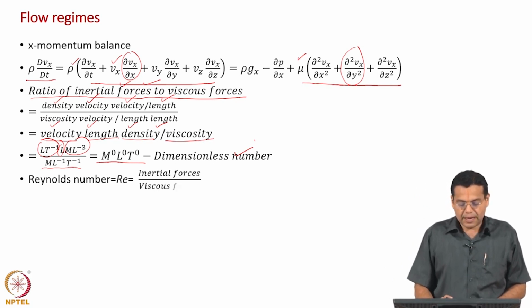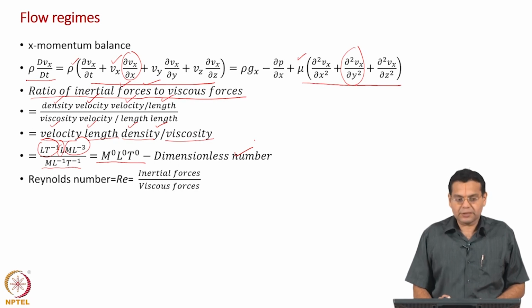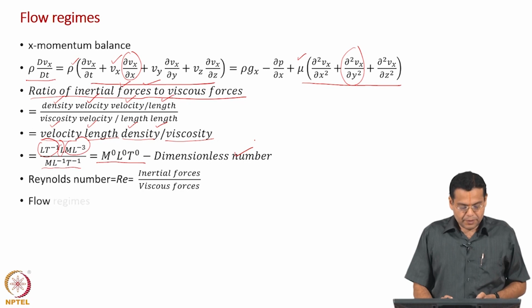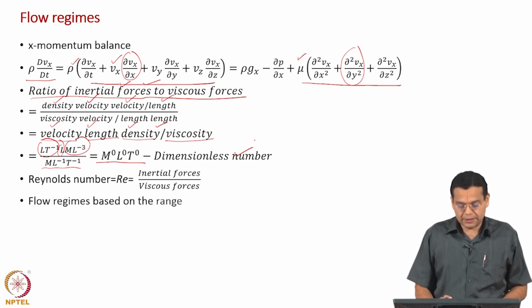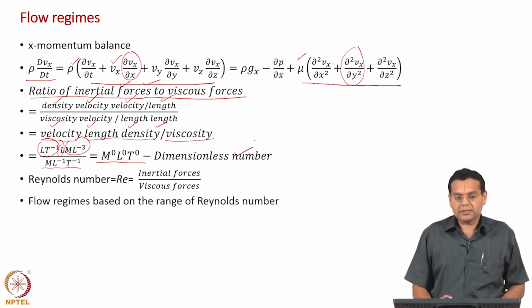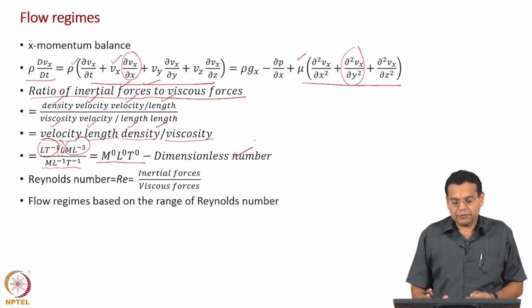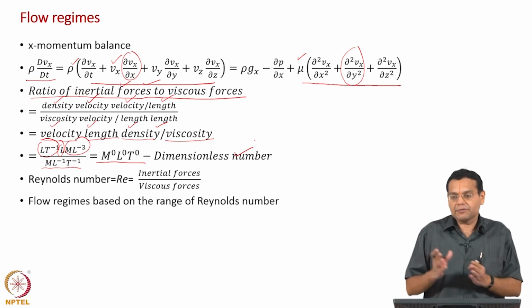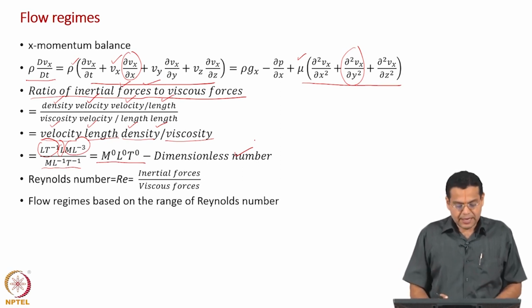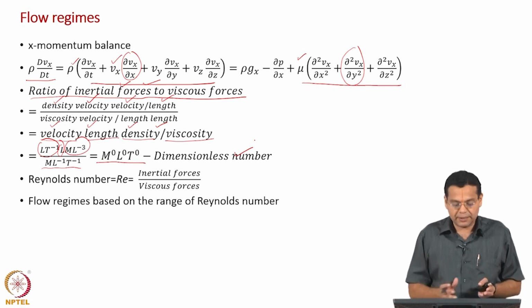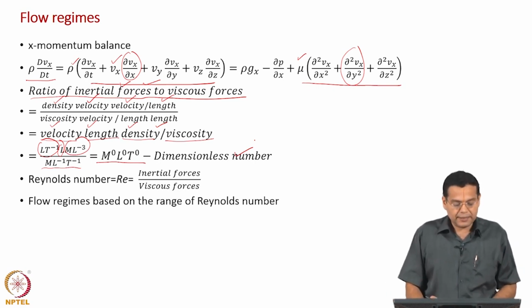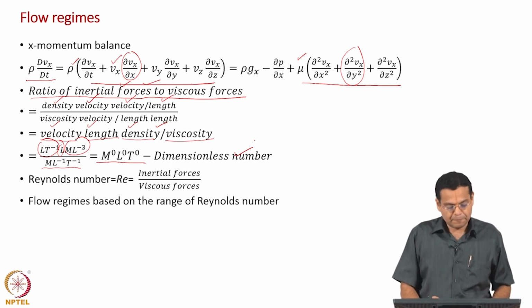And so, the Reynolds number Re is equal to the inertial forces by the viscous forces. Now, how do we classify the regimes based on the range of Reynolds number? What did we say? Flow regimes tell about characteristics of a flow. Different regimes have different flow characteristics, and we said we are going to classify flow regimes based on a dimensionless number, and that dimensionless number here in this case is the Reynolds number.